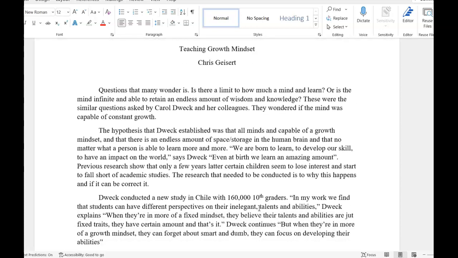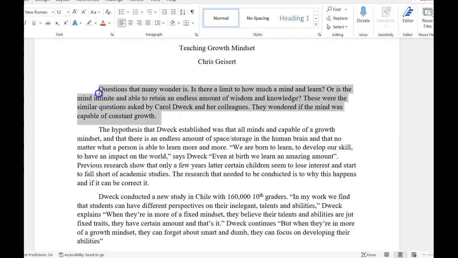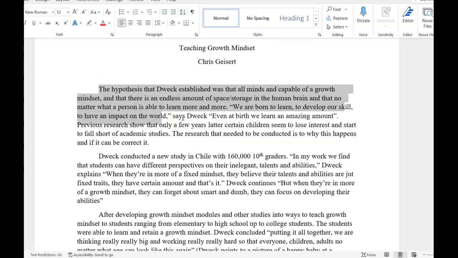So looking back at what you have right now, you can see what you're doing here. This is an engaging way to hook the reader, but you're not going to want to do that in an academic summary because you really want to get to the point of summarizing her ideas. And so you want to focus on some of these ideas here. This was the idea that I pulled and used in the rewrite below, this idea that all minds are capable of growth mindset.